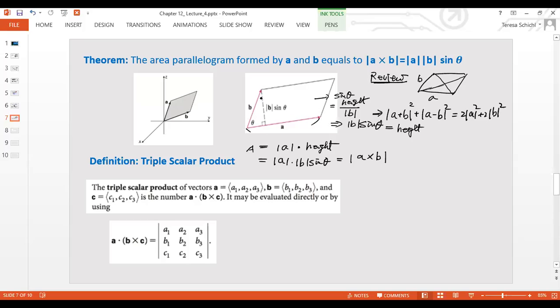Then you need to find where this line intersects. So it's a lot of steps. But by using the cross product concept, you can find the parallelogram, and the area is very easy.